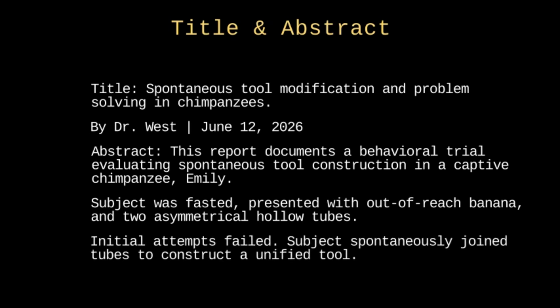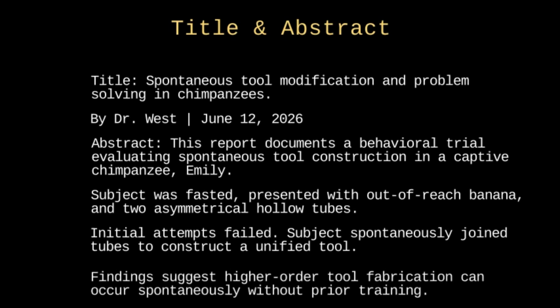Initial baseline attempts to reach the food reward using individual tubes failed. Following a period of physical examination of the objects, the subject spontaneously joined the narrower tube into the wider tube to construct a unified tool of sufficient length. Using the modified apparatus, the subject successfully retrieved and consumed the food reward.